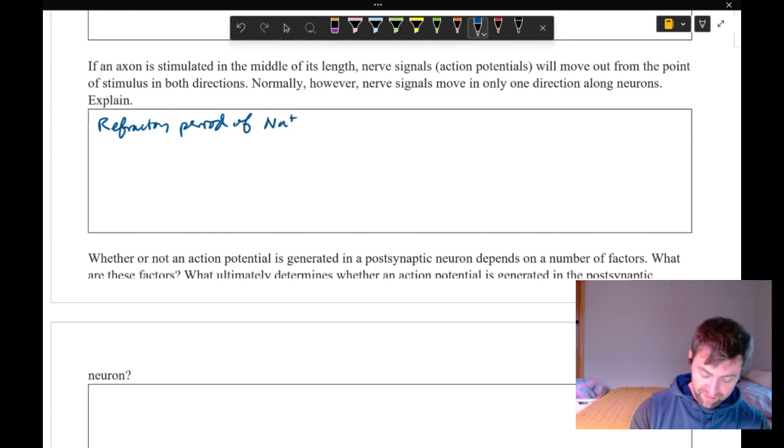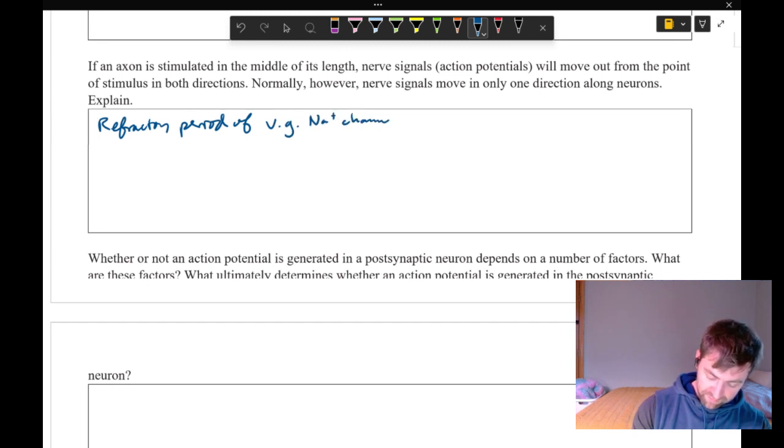Of voltage gated sodium channels, voltage gated sodium channels.